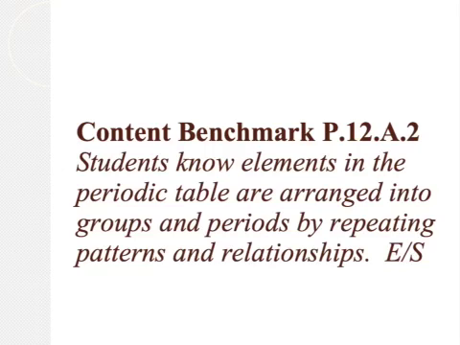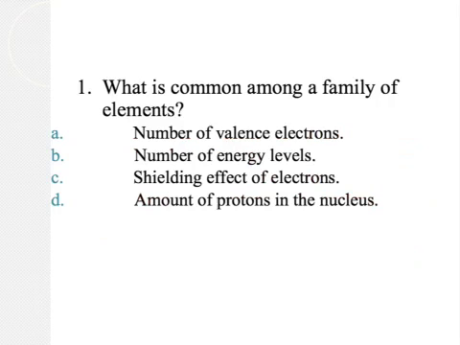This one is about the periodic table and why and how the elements are arranged the way they are. So hopefully you're going to understand by the time we're done that the periodic table is arranged into groups and periods by repeating patterns and relationships. What is common among a family of elements?